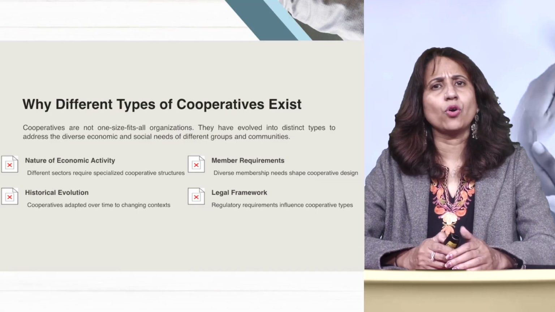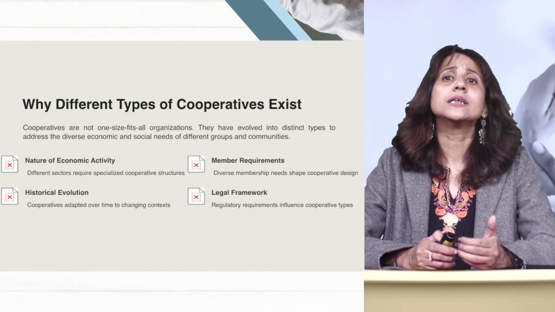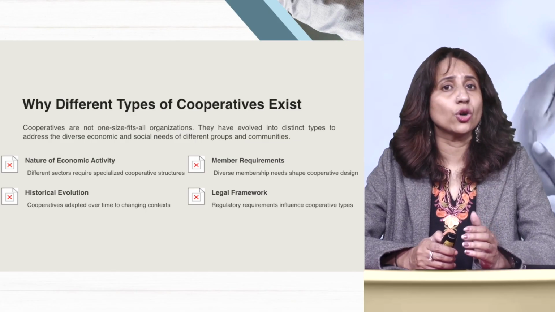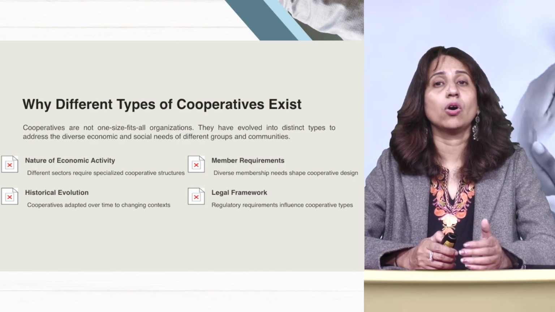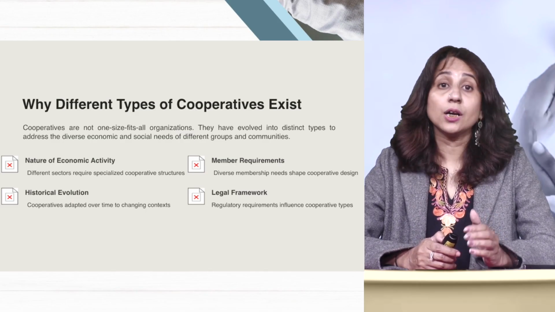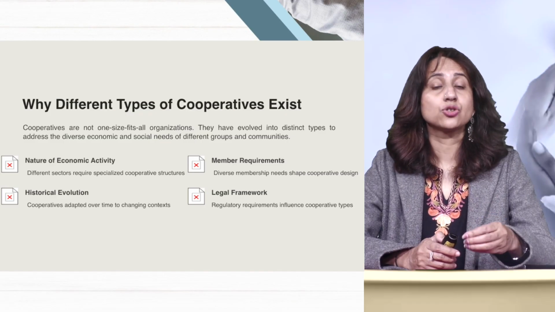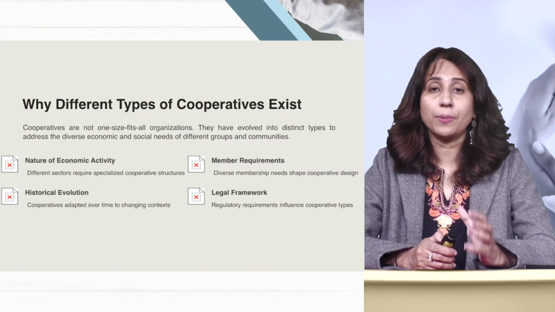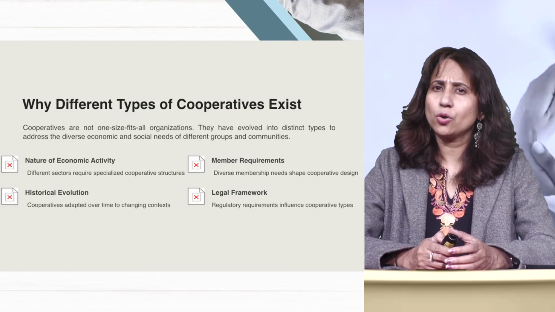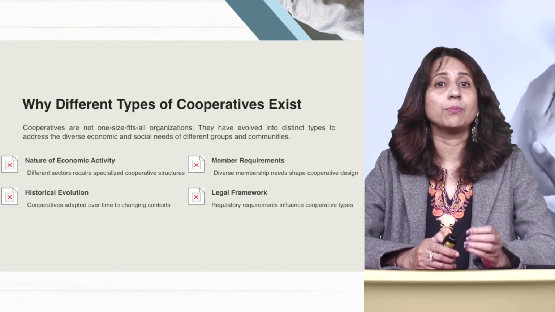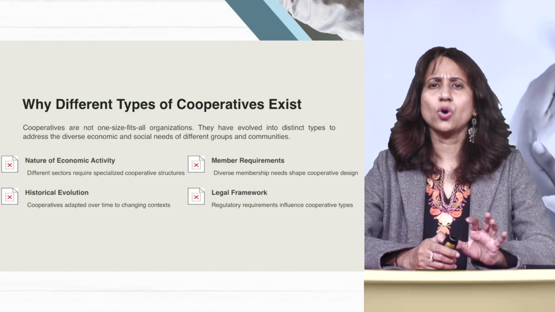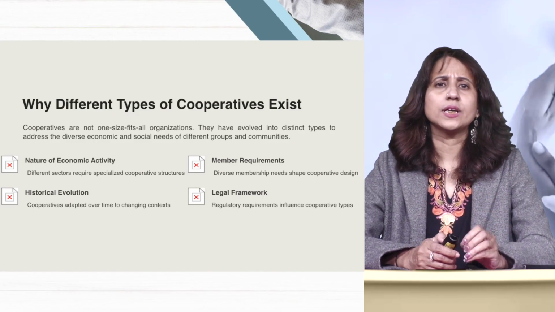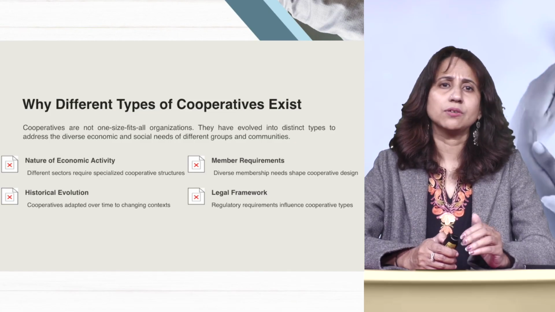So, the type of cooperative depends on what members seek. Farmers need assured markets and fair prices for their produce, requiring marketing or processing cooperatives. Consumers, on the other hand, need access to quality goods at fair prices, requiring consumer cooperatives. Then workers need employment security and fair wages, leading to worker cooperatives. So, this diversity of needs creates diversity in cooperative types.